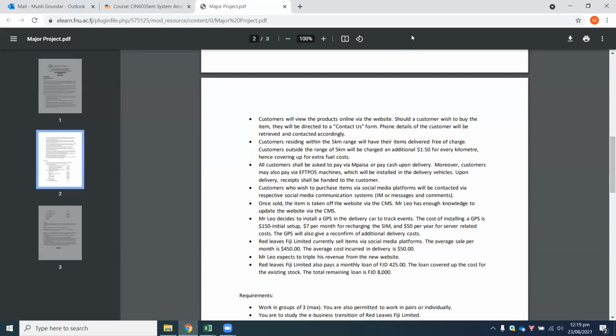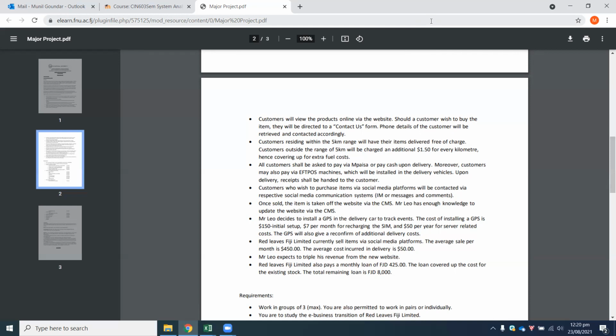Mr. Leo decides to install a GPS in the delivery vehicle to track events. Now, GPS, Global Positioning System, what does it do? It tracks where your car actually moves or where it is going. What could be some possible reasons why a GPS is installed? Let's say there's a delivery guy who tends to chew up a lot of fuel with unnecessary running around here and there. That could be used for tracking. Moreover, the GPS may give you the number of kilometers you've traveled from location A to location B. So if it's more than 5 kilometers, additional charges apply in the delivery cost.